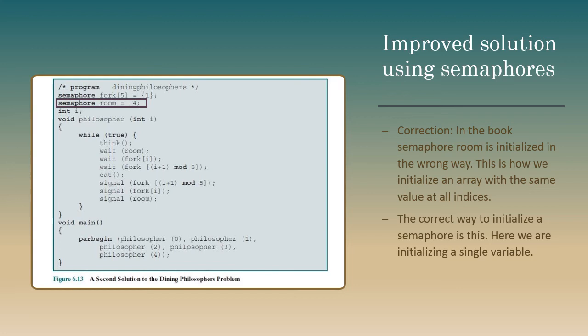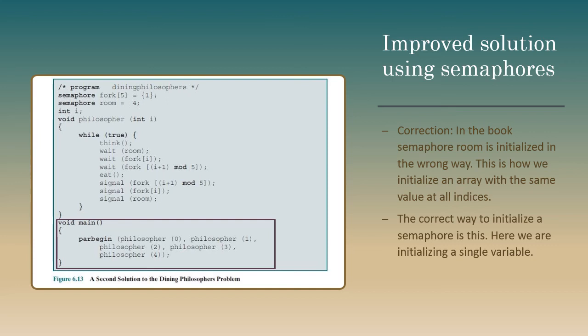Again, we have an array of semaphores from fork 0 to fork 4, and all of these elements in this array have been initialized to 1. This is all about the global variables. If you look at the main program, it is the same too. We are beginning all our philosophers using the par begin construct at the same time.